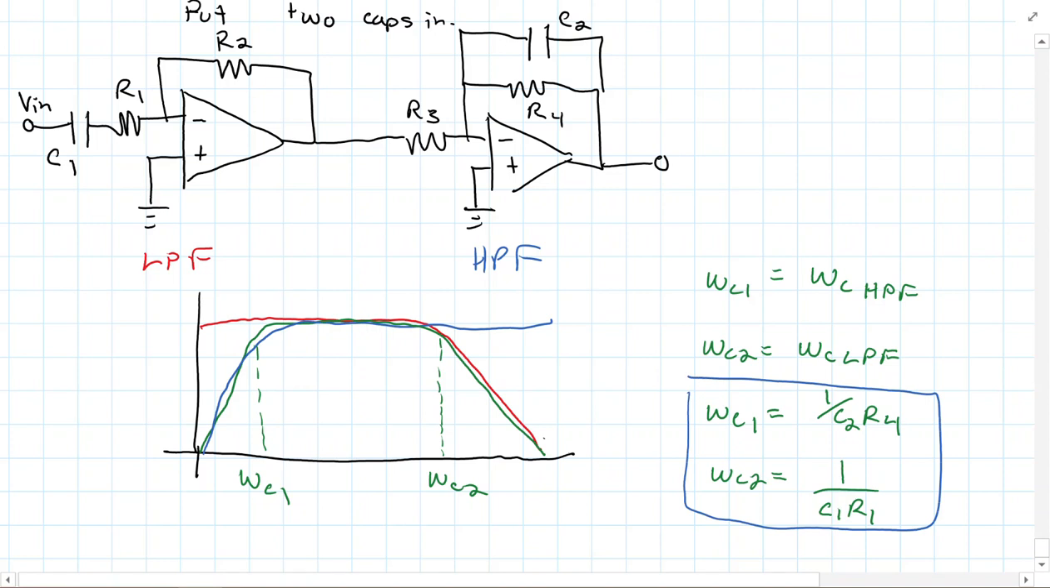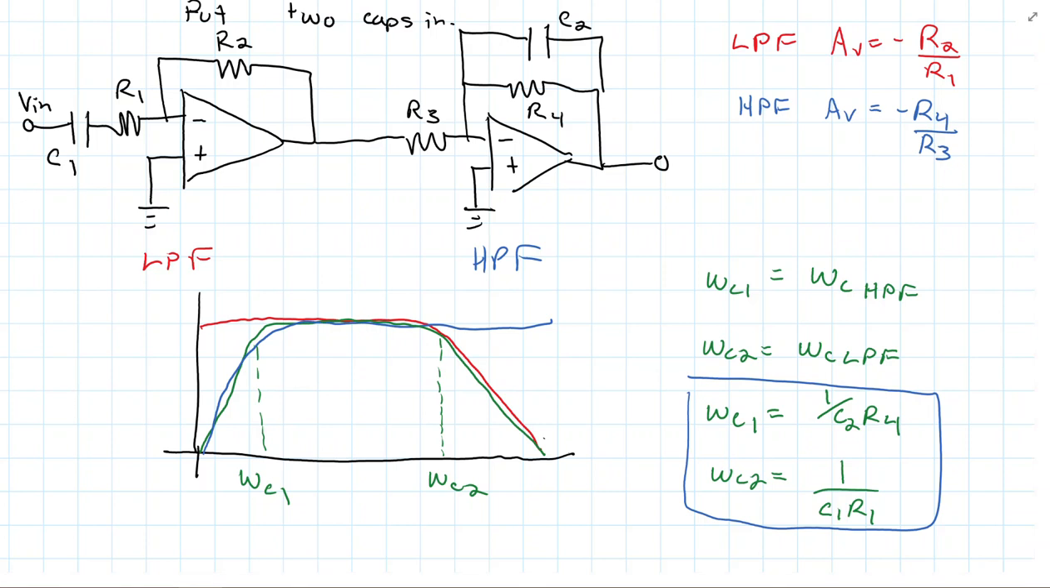But then let's talk about the gain. Well, for the low pass filter, we have a gain of negative R2 over R1. For the high pass filter, we have a gain of R4 over R3, negative. So my total gain here for the bandpass filter is going to be R2, R4 over R1, R3.